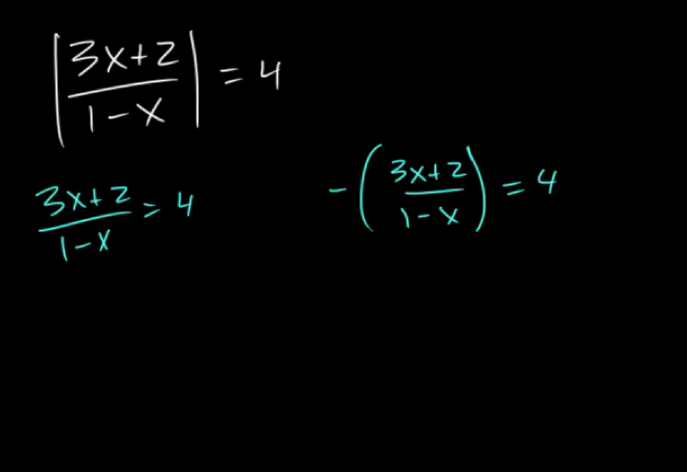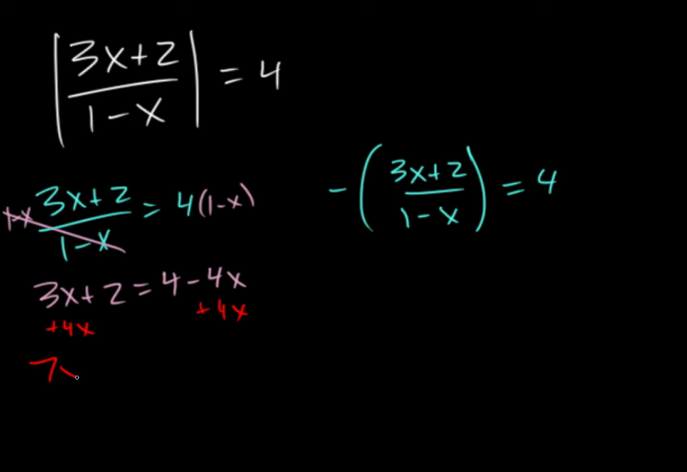Okay, so on this one, I'm going to break up the fraction. These cancel. 3x plus 2 equals 4 minus 4x. I'm going to add 4x to both sides. Subtract 2. So x equals 2 sevenths.